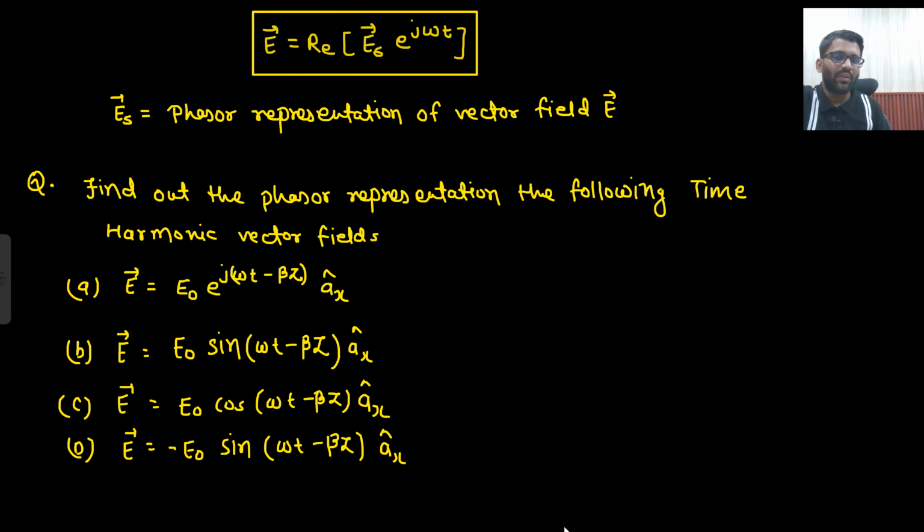So now this is a question: you need to find out the phasor representation of the following time harmonic vector fields. Is it a time harmonic vector field? Yes. Function of time, function of space, and e to the power j something. Function of time, function of space, sine. Function of time, function of space, cos. Function of time, function of space, sine. So certainly they are time harmonic vector fields. Now you need to find out the phasors.